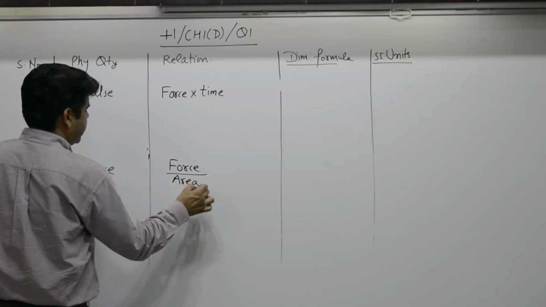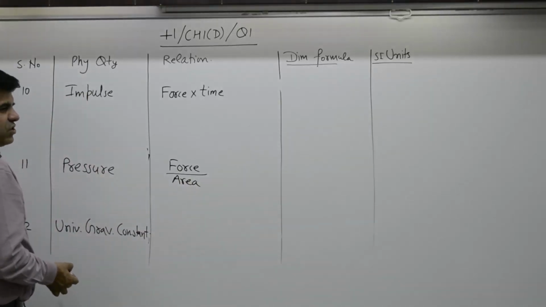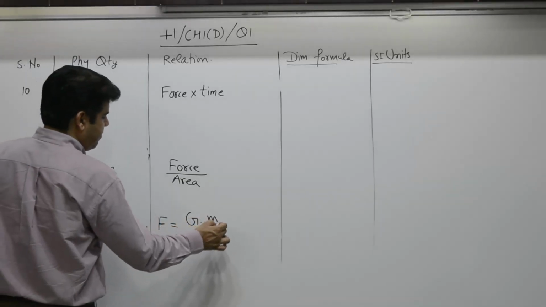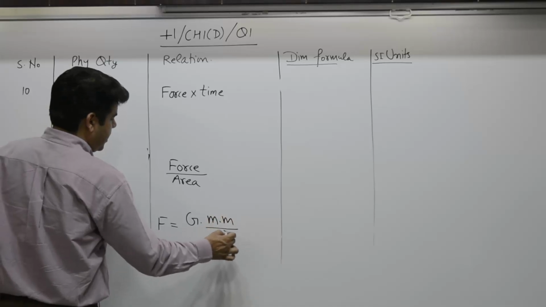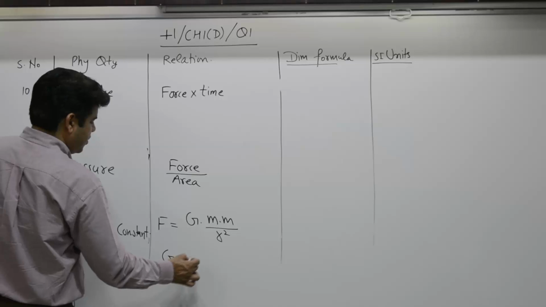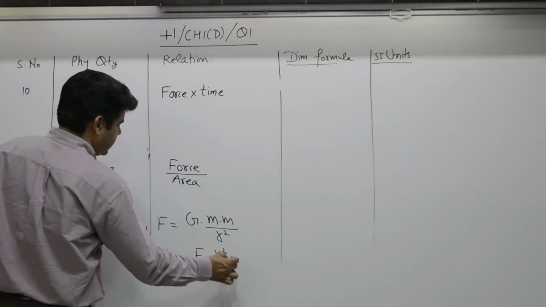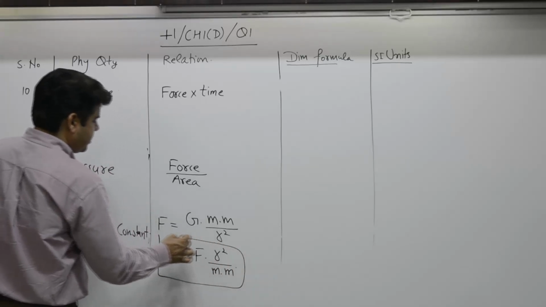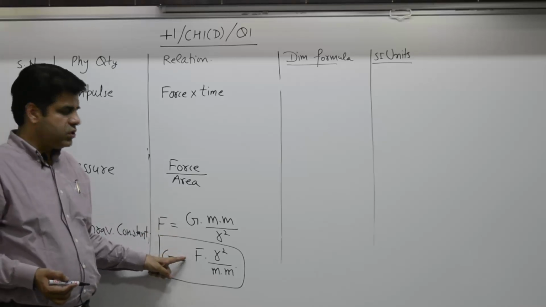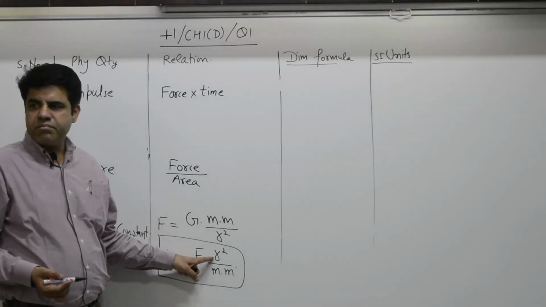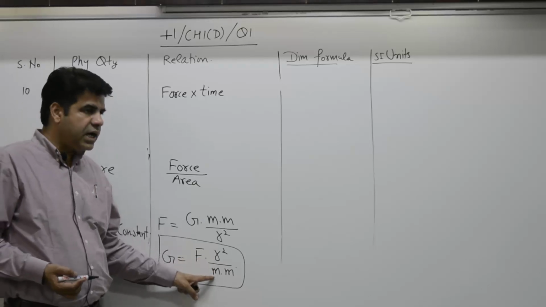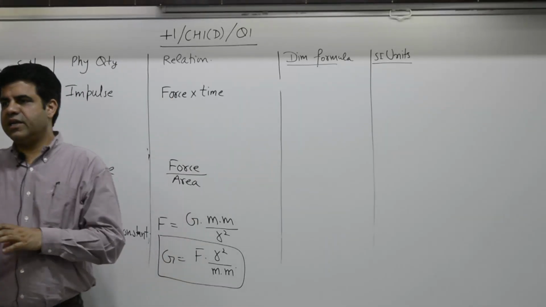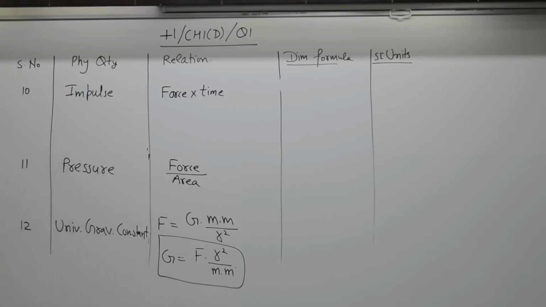Pressure is what? Force divided by area. Universal gravitational constant you have heard of. Force is equal to G m1 m2 by r square. G is equal to what? Force into r square over mass into mass. Using this expression, the dimensional formula of force is known to you. This is what? Distance, square of distance. This is what? Mass. Use these expressions, 3 minutes with you. Write the dimensional formula and the units.